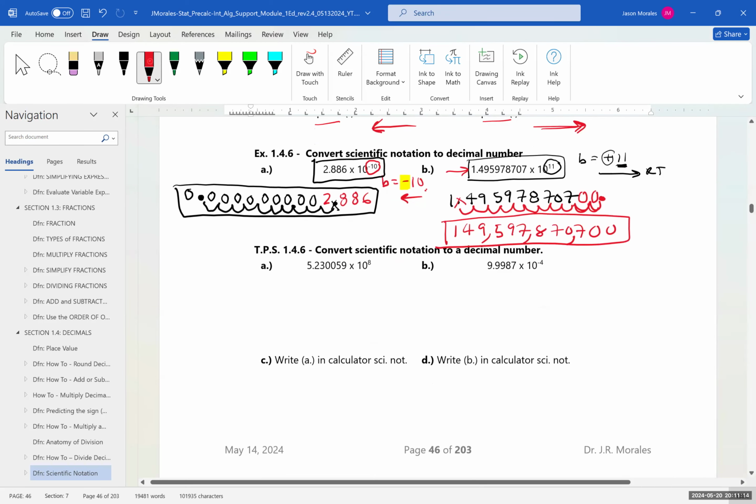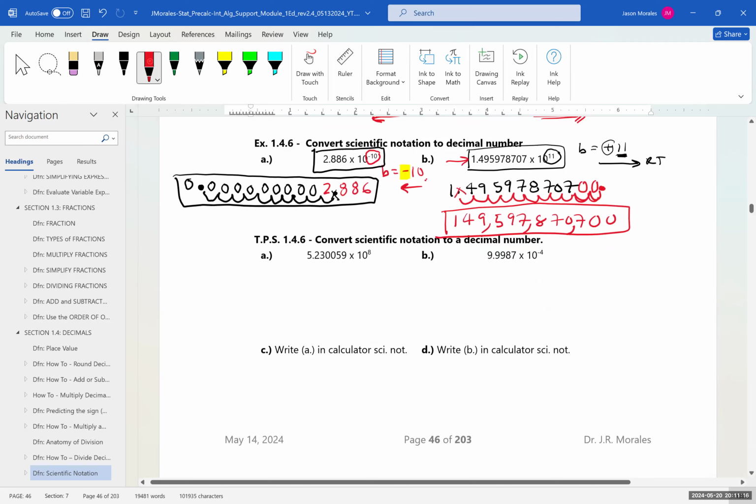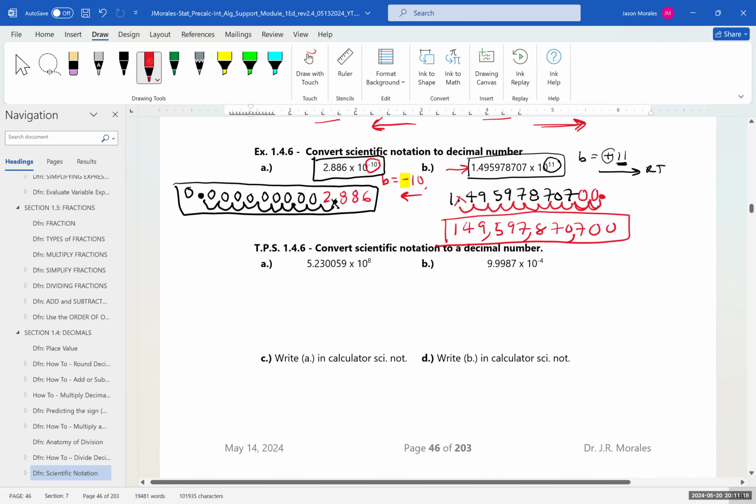So why don't you look at this think, pair, share and give this a try. I've got this part of the think, pair, share, and then this part is writing this answer, part A, in scientific notation on your calculator. So kind of taking the base of 10 and replacing it with E, and see if you get the correct answer there. Give that a try.